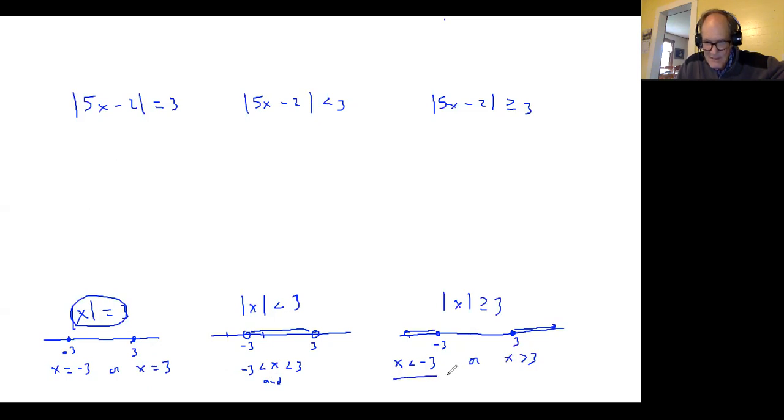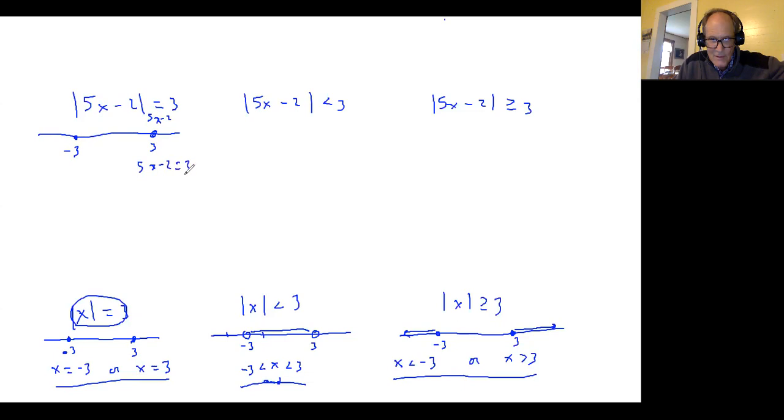Now let's use these three algebraic ideas to solve and to set up these three equations. So graphically, right here, we have again 3 and negative 3. And at this point, 5x minus 2 is equal to 3. And at this point, 5x minus 2 is equal to negative 3. And there are two different places, so we have to have an or there.